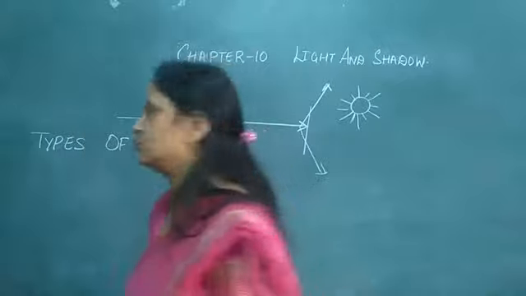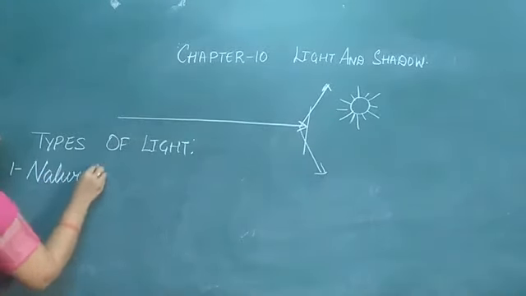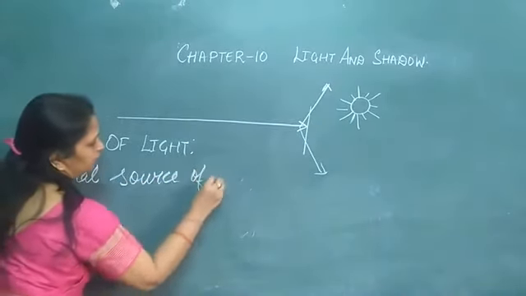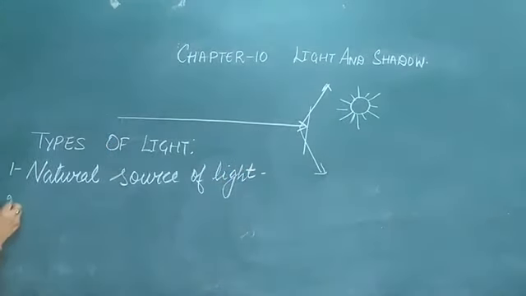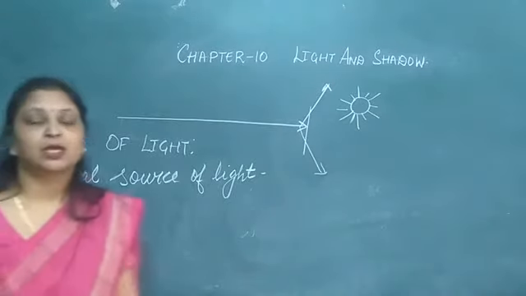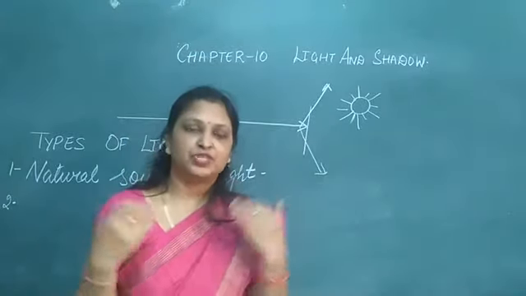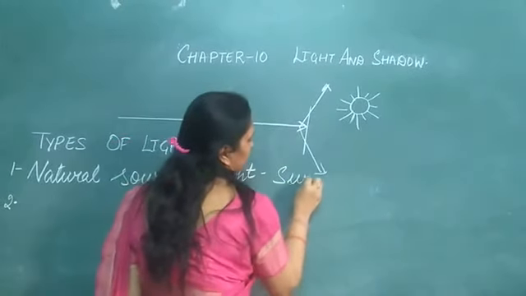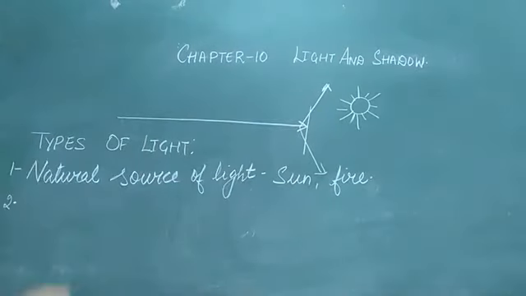source of light. Natural source of light. What is natural source of light? Sun and fire are the natural sources of light, which naturally give us light. So, sun and fire are the examples. Then, artificial source of light.